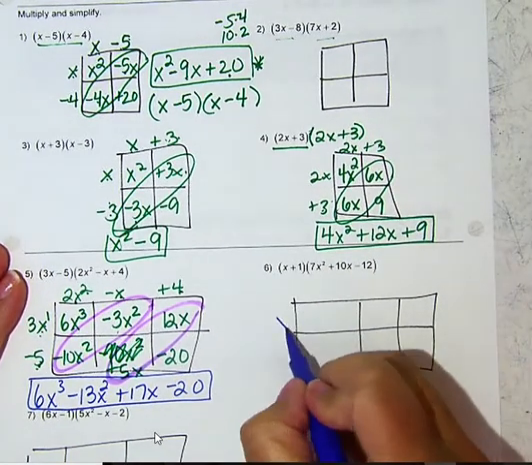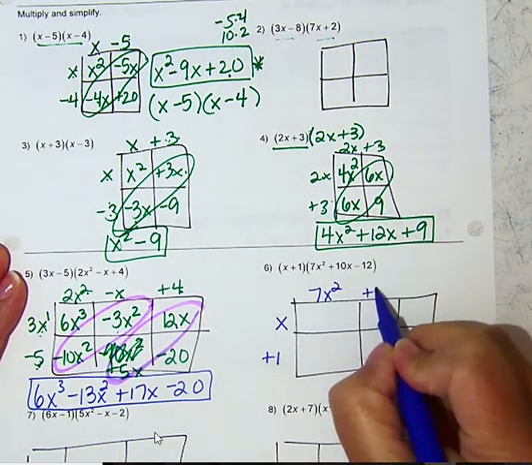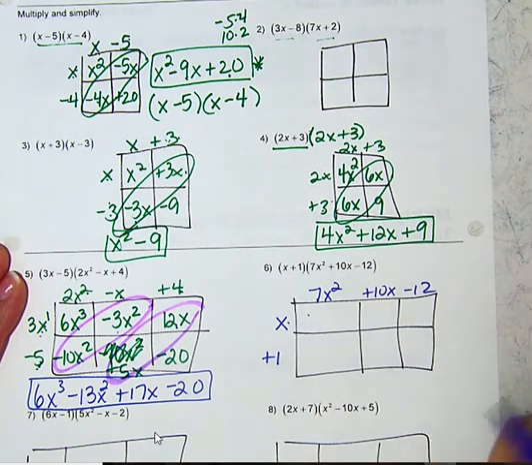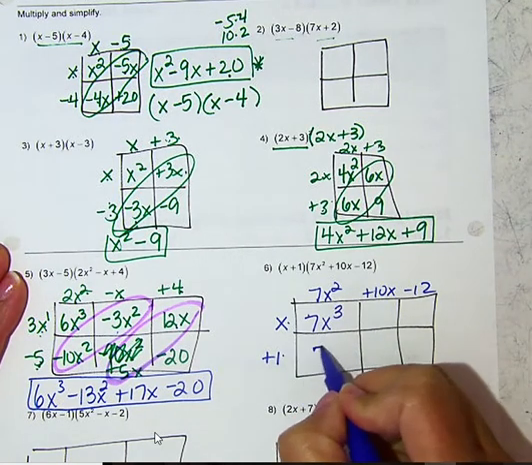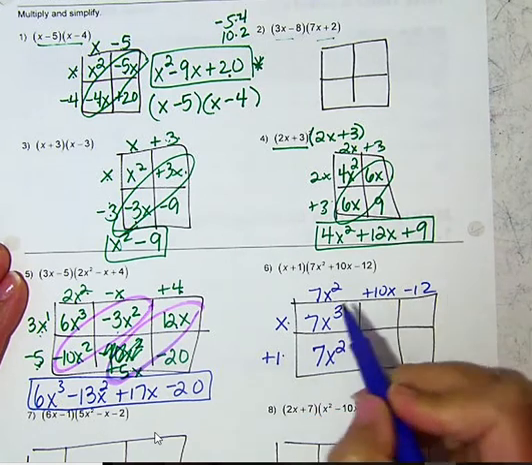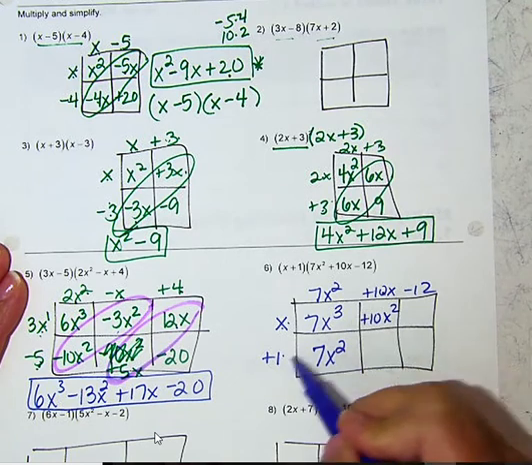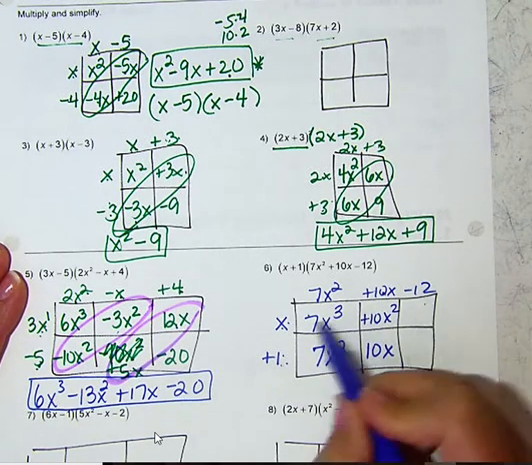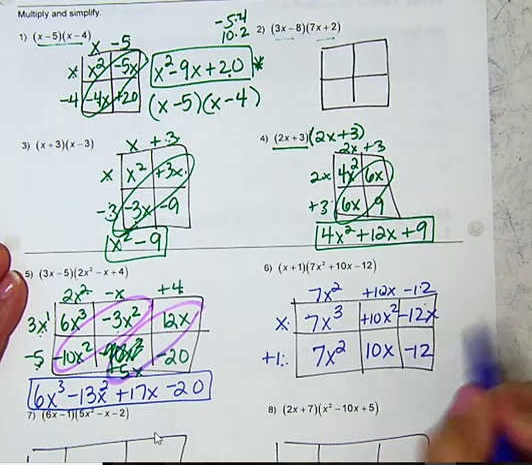Same thing for this one. X plus 1, 7x squared plus 10x minus 12. 7x times x. You guys should pause this and try to do this one yourself. 7x cubed, 7x times 1 is 7x squared. X times 10x is positive 10x squared. 10x times 1 is just 10x. X times negative 12 is negative 12x, and negative 12 times 1 is negative 12.